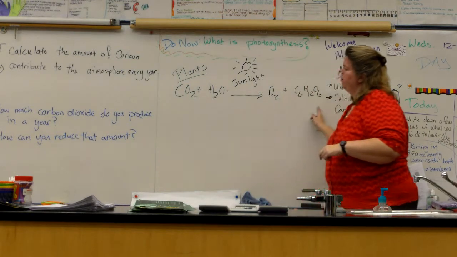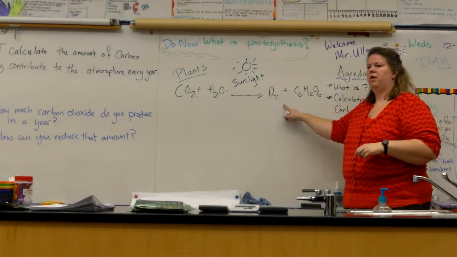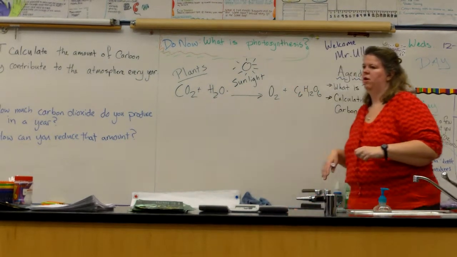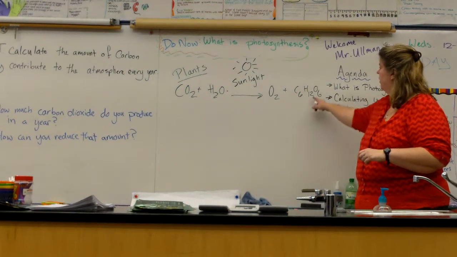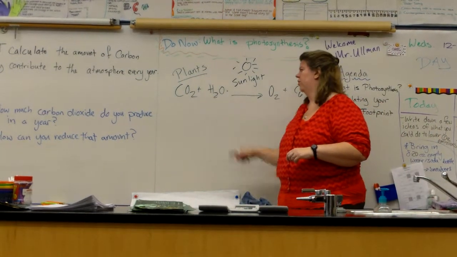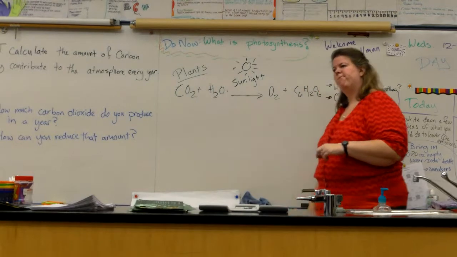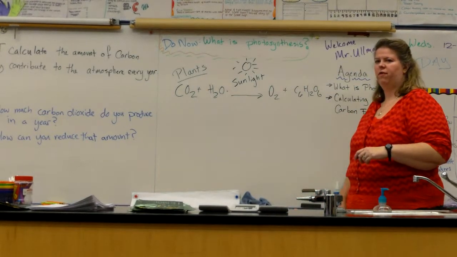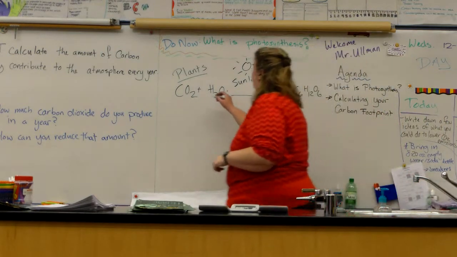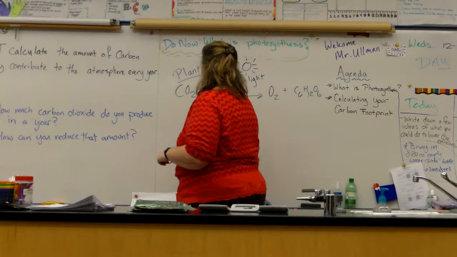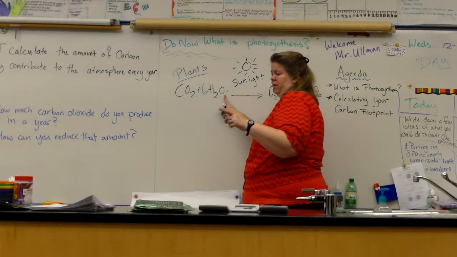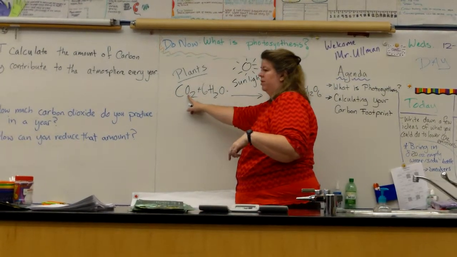All right. What do you notice about these numbers underneath the elements, though? Do they match up on both sides? No. So we have 12 hydrogens here. How many hydrogens do we have here? Two. What do we need to do to make that 12? Six. Very good, Brendan. So we will put 6 here in the front. So 6 times 2 is 12.